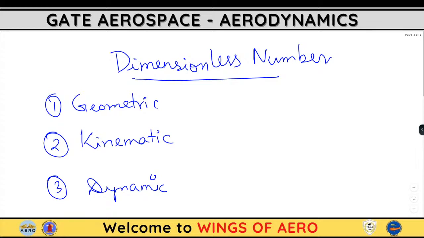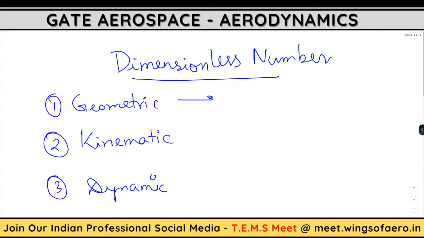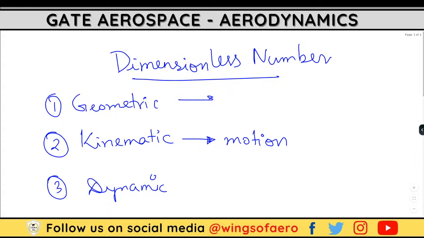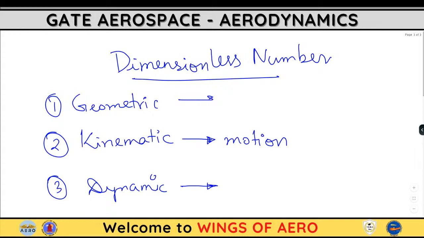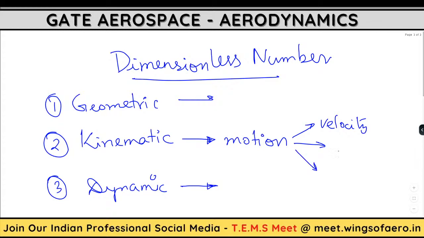Geometric means when we define some kind of length of anything, or the area of something, or volume of something. That time we define the geometry, how it looks. Kinematic we represent in terms of motion. The name itself tells you kinematic means we need to look at motion, maybe when we represent the velocity of the fluid, or the acceleration of the fluid, or the discharge of the fluid.